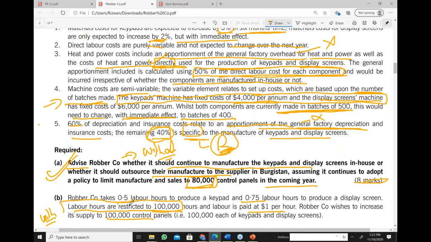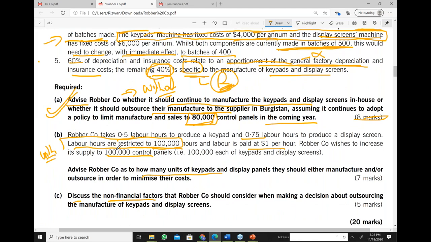Now it's the second part, which places a restriction, which says that labor takes 0.5 hours to produce a keypad and 0.75 hours to produce a display screen. Labor hours are restricted to 100,000 hours and labor is paid 1 per hour. Robber wishes to increase its supply to 100,000 control panels. Now units will increase from 80,000 to 100,000. Okay. Advise the company as to how many units of keypad and display they should either manufacture or outsource.